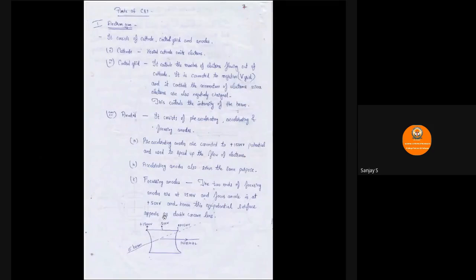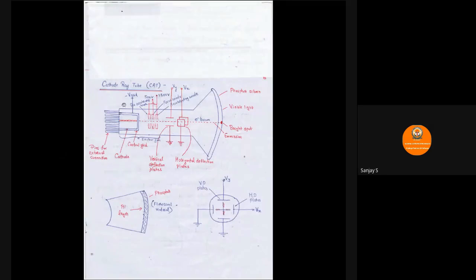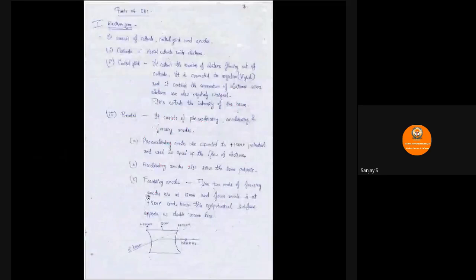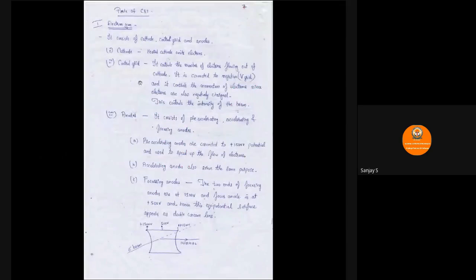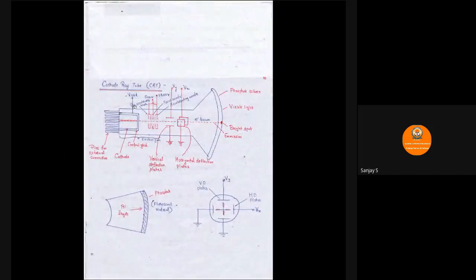So coming to the electron gun, this part is the electron gun. As you can see here, it has the cathode, control grid, and then next comes the anode part. The heated cathode emits electrons. Then we have the control grid, which is connected to negative grid potential. Whenever the cathode is heated, it emits electrons. Electrons are negatively charged, and even the control grid is connected to negative grid potential.